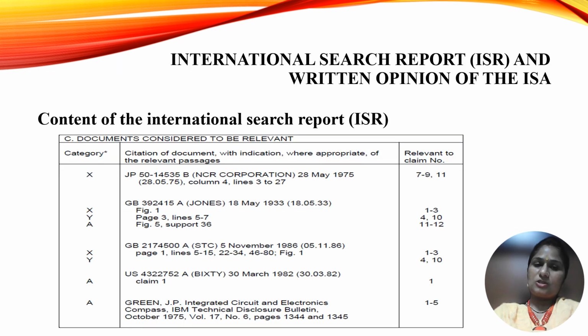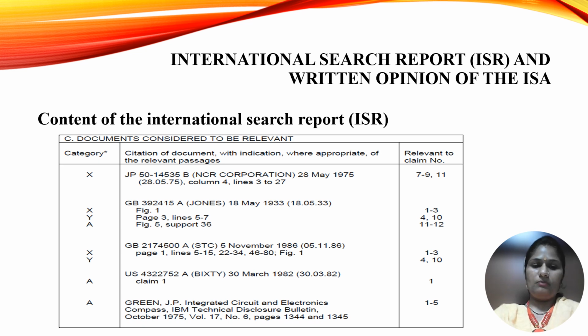Now let's talk about the international search report and the written opinion of the ISA. So how does the content of the international search report look? You can have a look. Here you can see the category is actually mentioned. On top it is written "documents considered to be relevant." There are certain categories: X, Y, A.